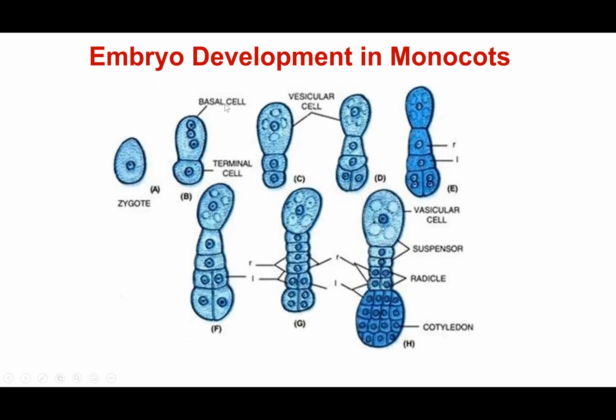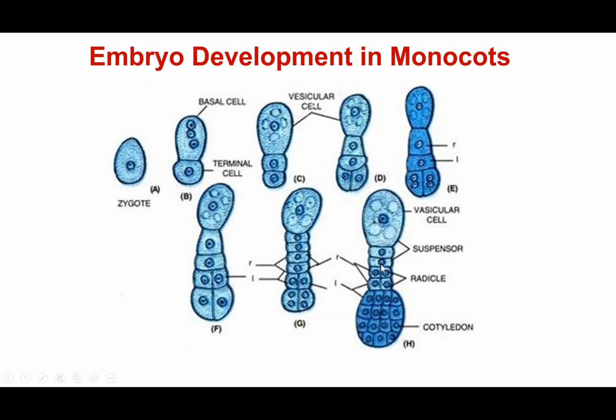You have an apical cell and a basal cell. The basal cell directly transforms into the vesicular cell. The apical cell will start dividing and forming a quadrant stage, octant stage. In the octant stage, you have the formation of dermatogen, periblem and plerome, and then just above the embryo, which is developing at the bottom, you have two cells. One is the L cell and one is the R cell. The L cell gives rise to your stem tip. The R cell gives rise to your root tip.